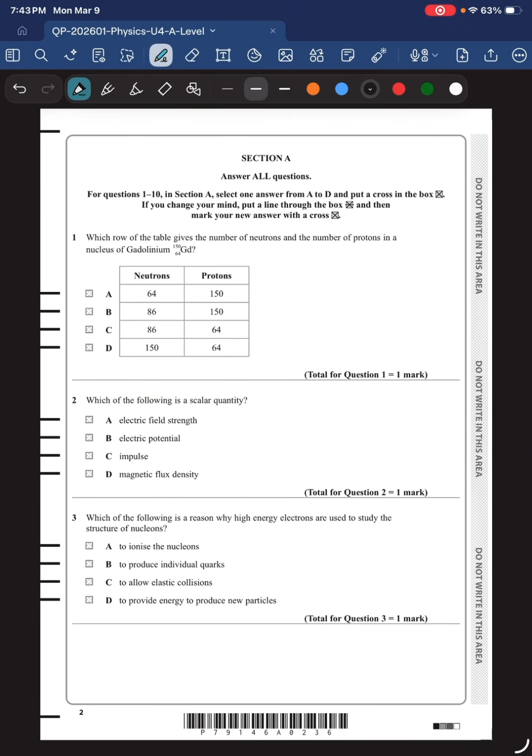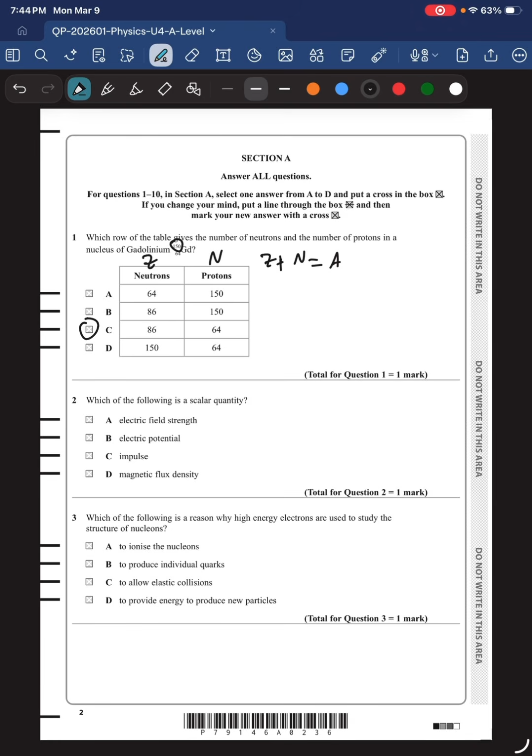Which row of the table gives the number of neutrons and the number of protons in a nucleus of gadolinium-150? So pretty much the first and second columns have to sum to 150, okay? Because this is Z and this is N, and then Z plus N gives us the mass number. So A and B are obviously wrong, and then only C adds to 150. 64 plus 86 is 150, which is the mass number.